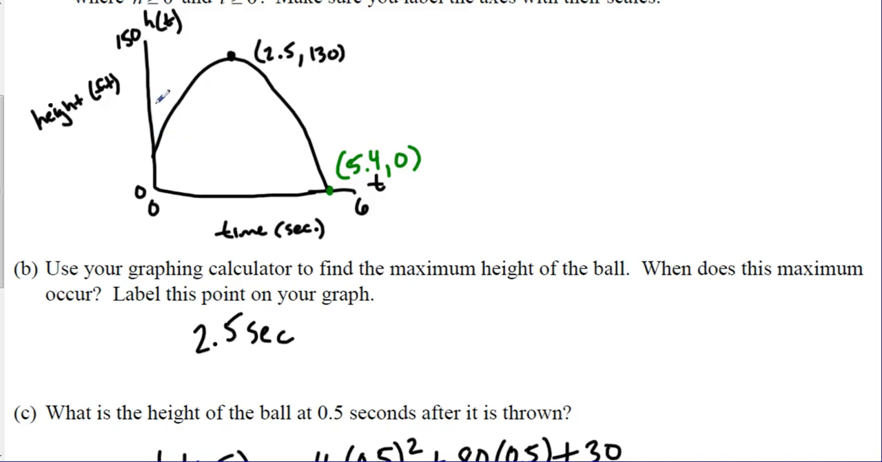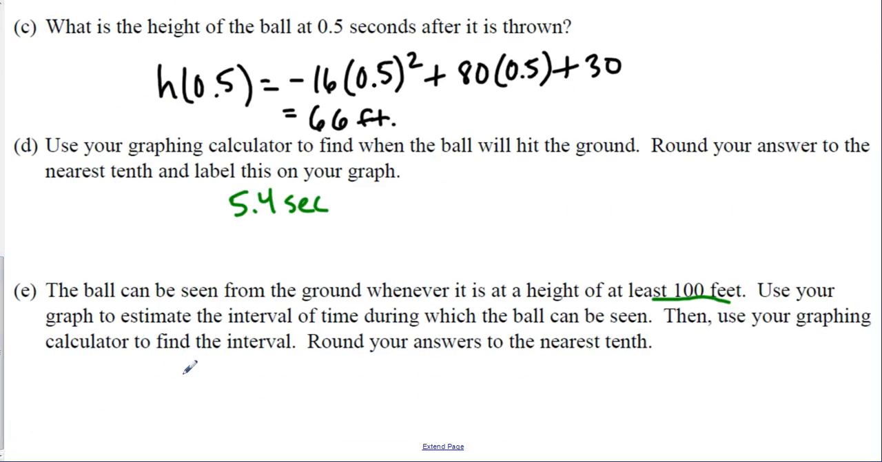So, all right, so that's 150 up there. We said it's 130. So I'm going to estimate like 100 is like right in here. Okay, so the interval of time, I'm guessing, is like between maybe 1 and 4 seconds, something like that. That's my guess. My estimate's between 1 and 4 seconds. And I'm actually going to use the calculator to find that out.